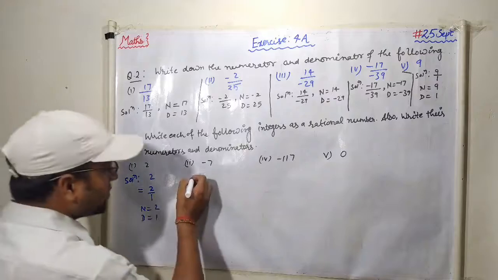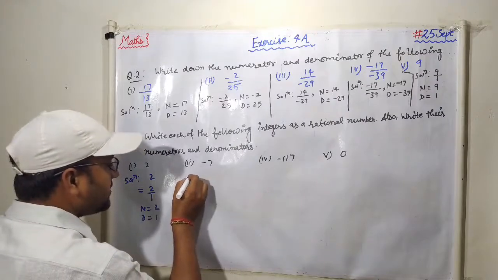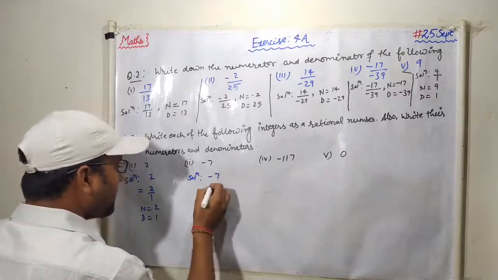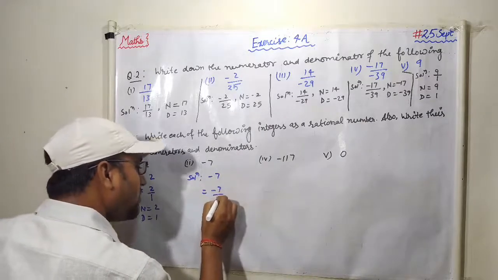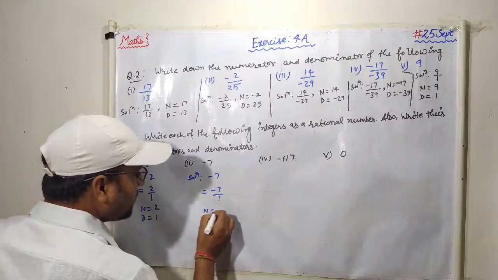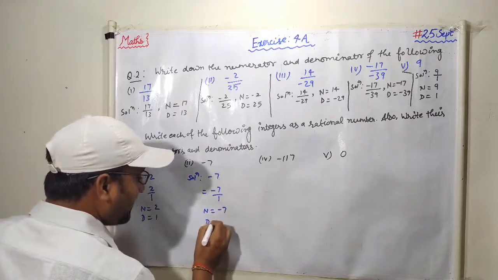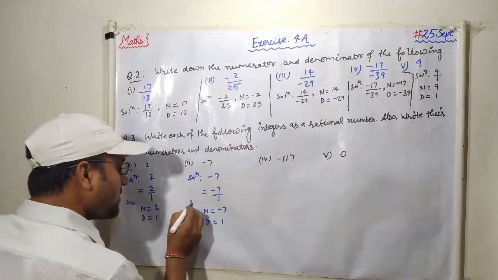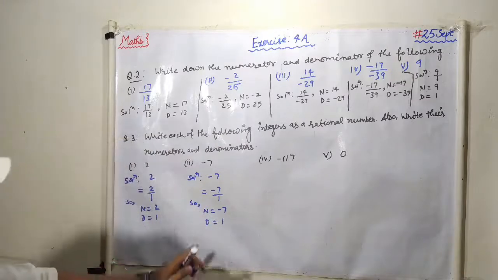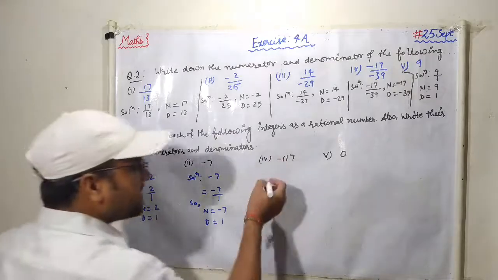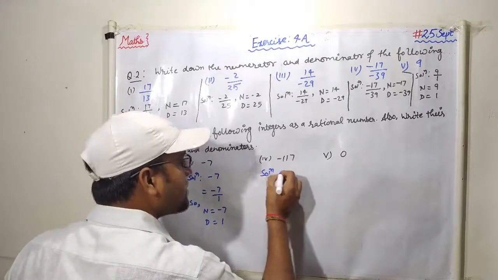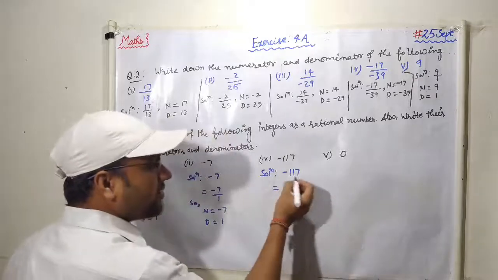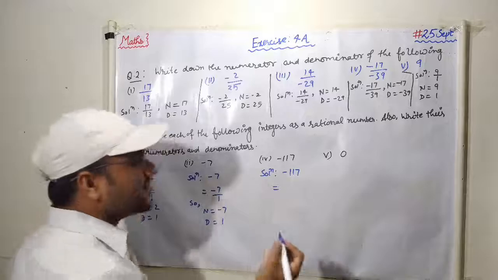Here is the second one. You will write this in your solution: minus 7, and you will write this one as minus 7 upon 1. So the numerator is equal to minus 7 and the denominator is equal to 1. Same as it is for this question, minus 117. So you change this one into a rational number by putting 1 as the denominator.